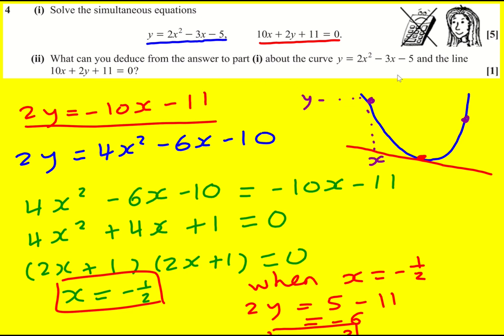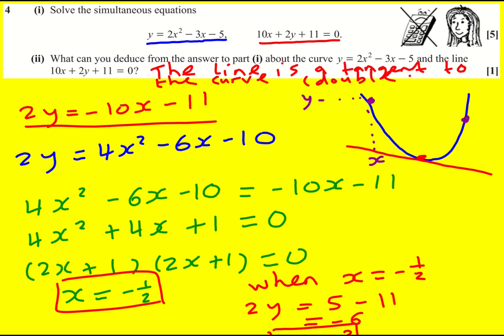And what the answer is that the line is going to be a tangent to the curve. And the reason is that we have a double root. It touches it, but it doesn't cross twice. It doesn't cross 0 times. It just touches it once. That will mean it's a tangent.